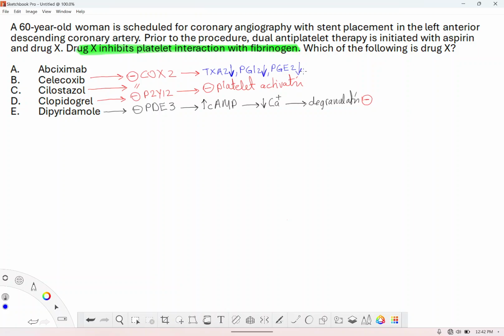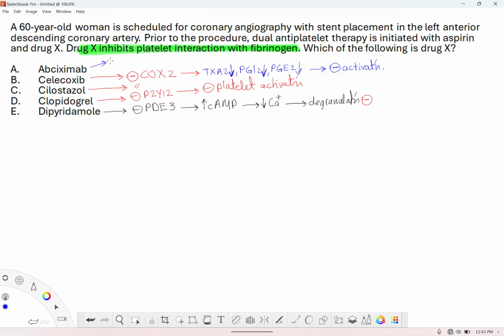Okay. Now, thromboxane A2 is responsible for platelet activation. If you don't have thromboxane A2, platelets cannot be activated. So, activation of platelet is inhibited or decreased or blocked. If you like the term blocked, sure, we can use that. Okay, so far, none of all these choices that I discussed involves platelet interaction with fibrinogen.